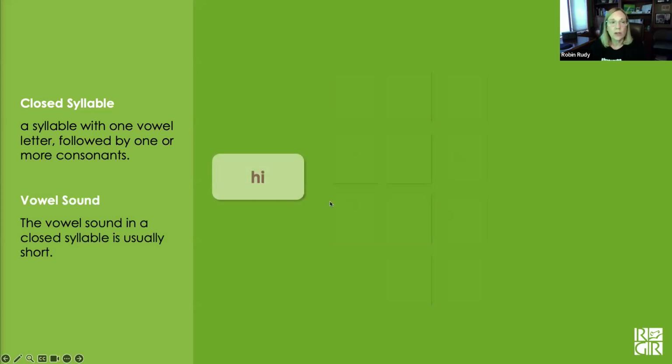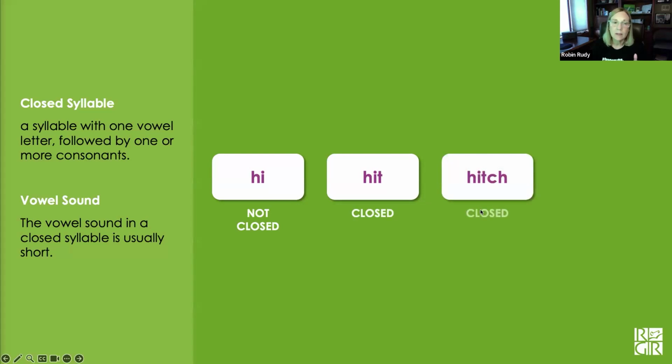So consider the word hi. It's not closed, right? It's a single vowel letter, but there's no consonant after it, so it's not closed. Consider the word hit. The vowel is followed by one or more consonants, so it's closed. Our vowel phoneme is going to be short. Now, if I take the word hit, add a couple consonants, I still have a closed syllable because it's still one vowel followed by one or more consonants, and our vowel phoneme is going to be short. I can also remove that first consonant, and I still have a closed syllable.